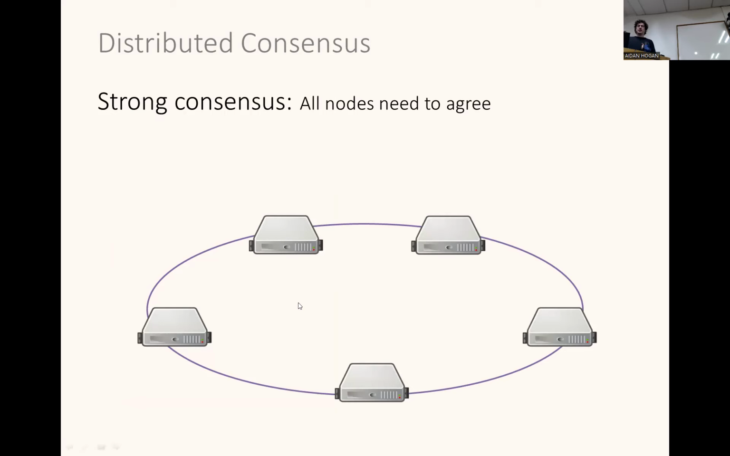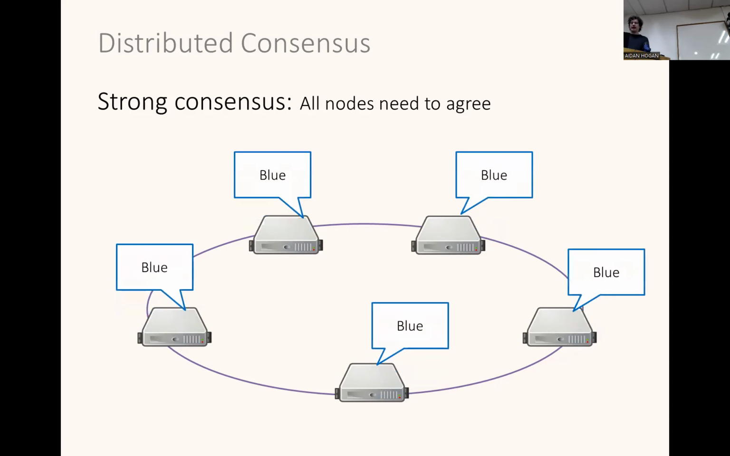The strongest and most consistent level of consensus we can have is a strong consensus where all nodes need to agree. So in the case of the dress, do we have strong consensus? Absolutely not. In this case, strong consensus means we, for example, all say blue, and then we have consensus. Otherwise, if we change one of them, then we have no consensus, right? So we have 1 white and 4 blues here.